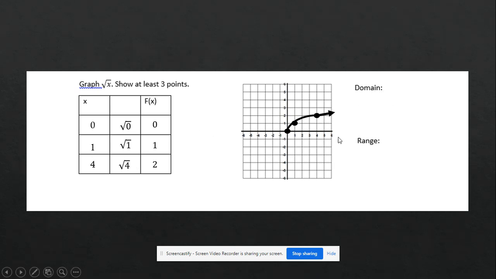Now, when I ask you for your domain, it does not go forever to the left. It stops at 0 on the x-axis. So the domain is from 0, and then it goes forever to the right. Your range also has 0 as the lowest point, and it goes forever upwards. So you're going to have the same domain and range for this problem.